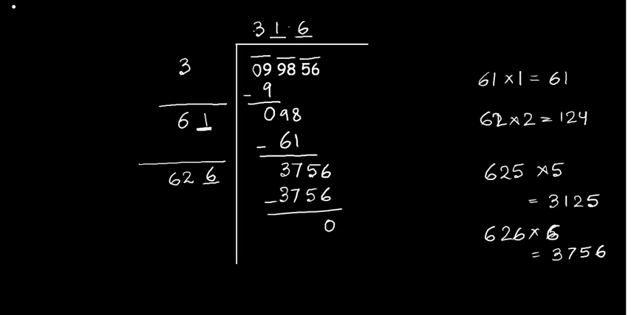That means the square root of our number, 99,856, is 316. So this is how we use the long division method to calculate square root.